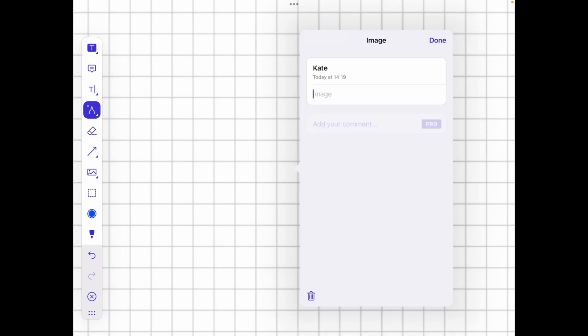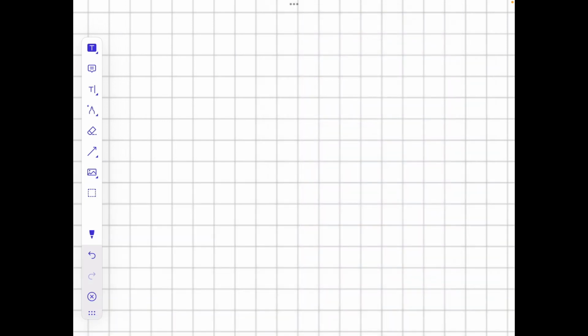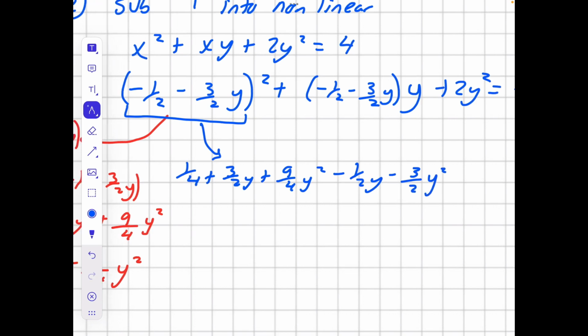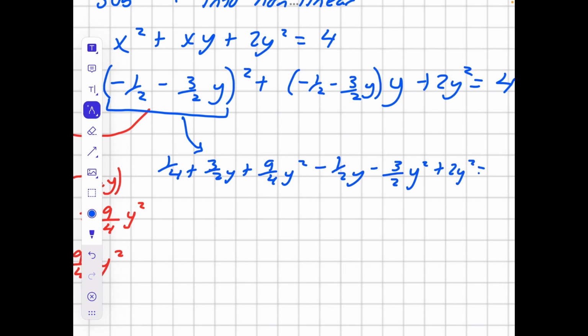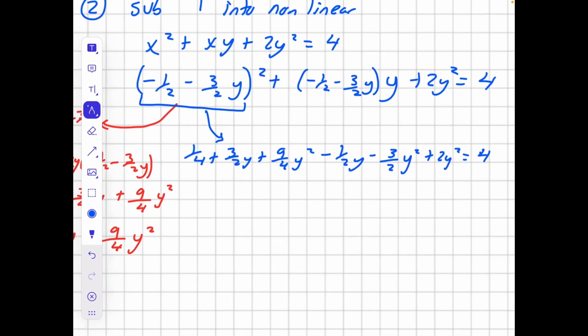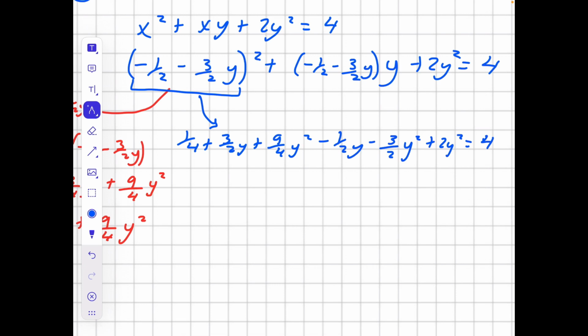Then we have to multiply this bracket by y, so it's going to be minus a half y minus 3 over 2y squared plus 2y squared is equal to 4. Now, I'm going to be able to tidy this up a little bit, so any of the y squareds I'm going to add together. So you have 2y squared plus 9 over 4y squared. That gives me 11 over 4 y squared.